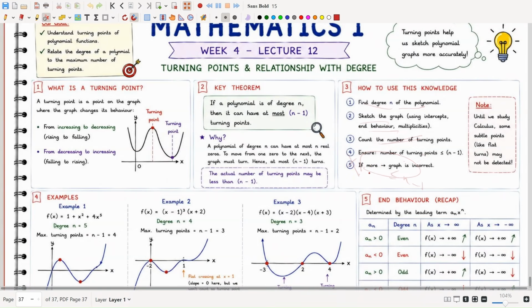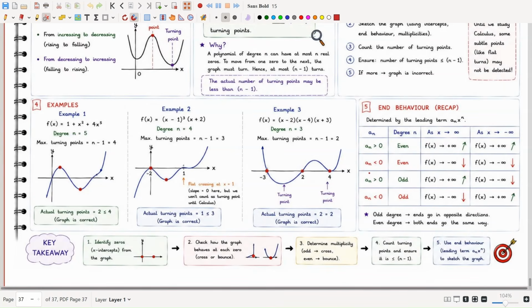Okay. So see example 1 here. f of x is equal to x squared plus 4x to the power 5. Here the degree is n, so the maximum number of turning points will be n minus 1, which is 5 minus 1, which is 4. Okay. So I'm plotting the graph by taking some points here. This is the graph I got. There are only, see, 1 and 2 turning points, right? So 2 is less than or equal to 4. So the graph is correct. Okay. So this is how we find the turning points.